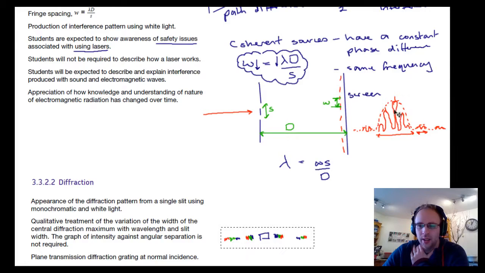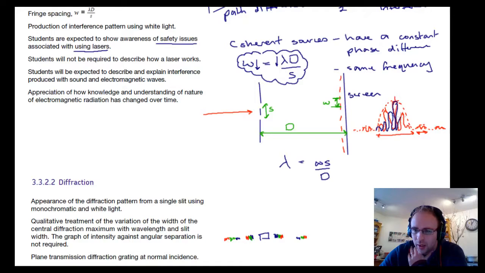But actually here we get the same spacing for each one. So if we had blue, we'd still have blue in the middle, but my peaks would be closer together. I hope you can see that really clearly, because that's a bit of a nightmare.